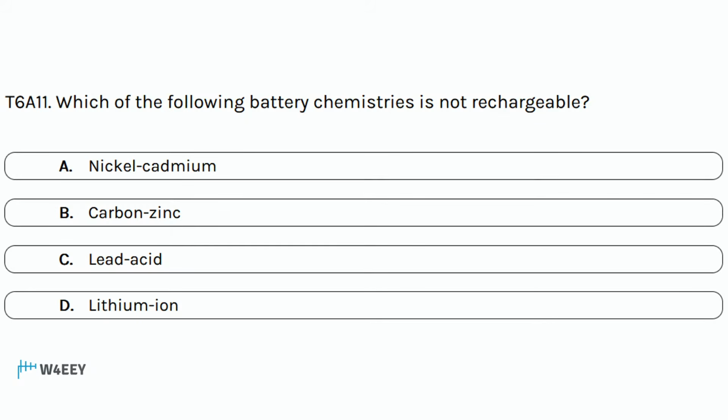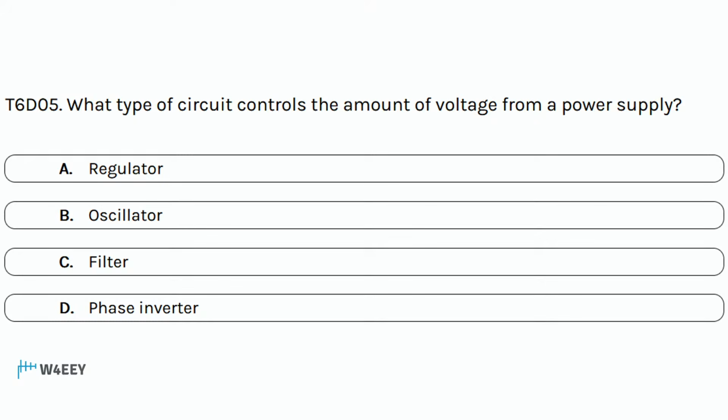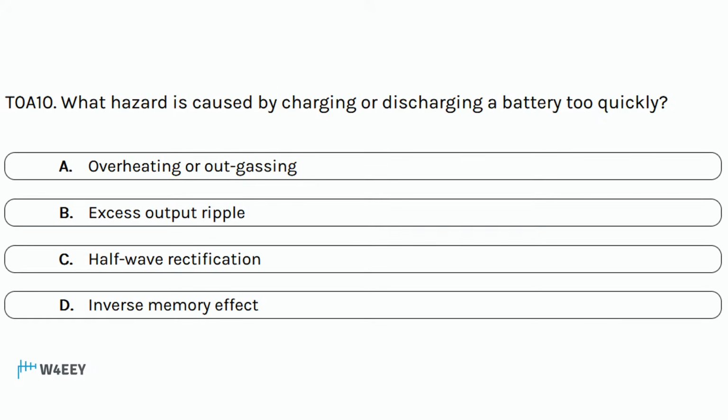All right, of these, which of the following chemistries is not rechargeable? Bravo. The old flashlight batteries, carbon zinc. And what type of circuit controls the amount of voltage from a power supply? Regulator, A. Yeah, it's what failed in my cheap Chinese power supply that gave me 21 volts out and no good. So what hazard is caused by charging or discharging a battery too quickly? Alpha. Overheating or outgassing of hydrogen.